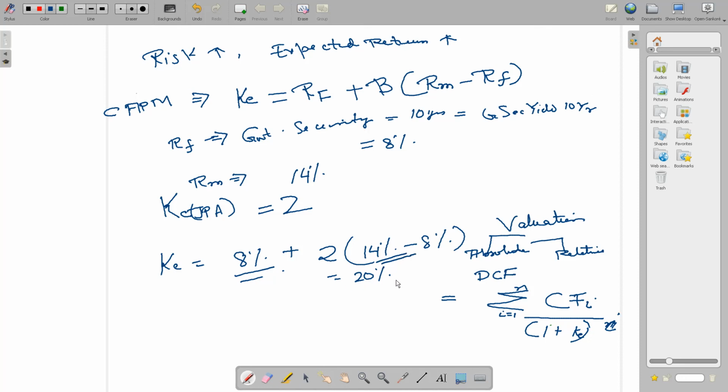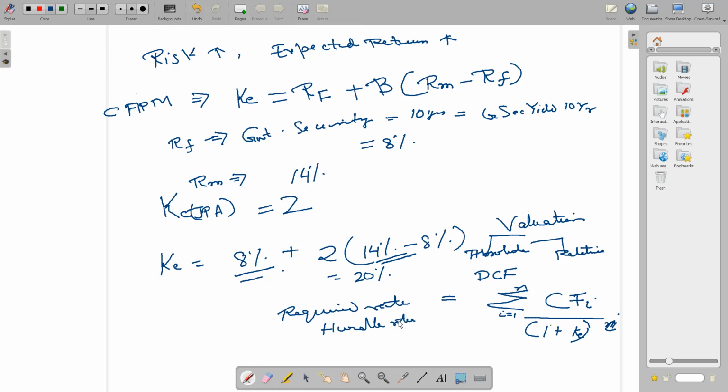So what does it mean? That the actual return of JPA is 20%? No, this is our required rate of return, which is expected rate of return, or we'll say that our hurdle rate of return by investing in Jayaprakash Associates, which is historically more risky than the overall market.